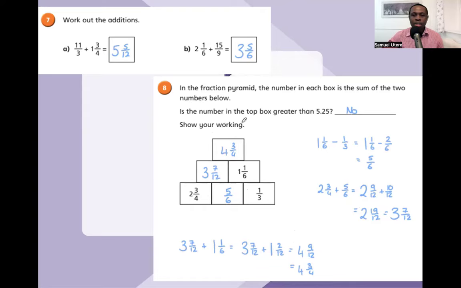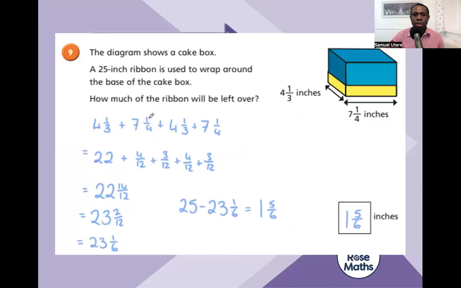And then next you are asked, is the number in the top box greater than 5.25? Of course, no. How do we know? We know by now that 0.25 is a quarter. So it's a bit like asking you whether this number is greater than 5 1/4. Of course not. Here is the answer to question 9.